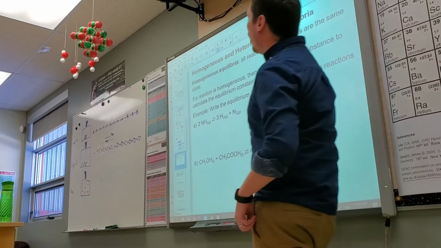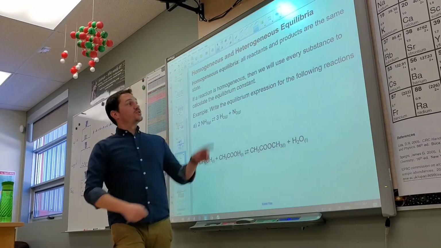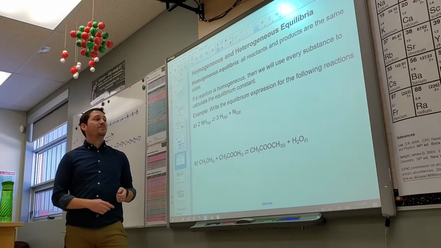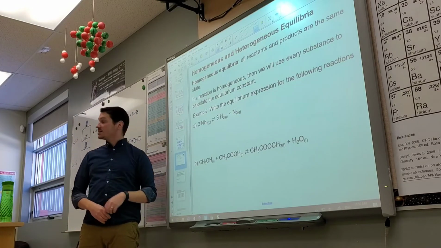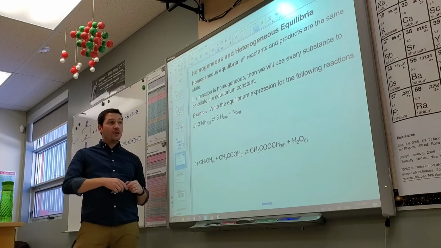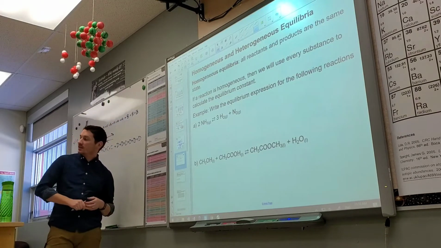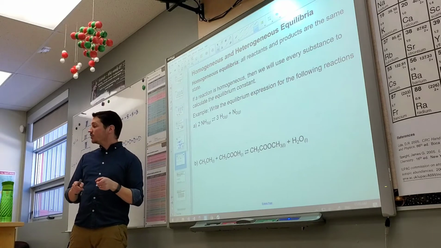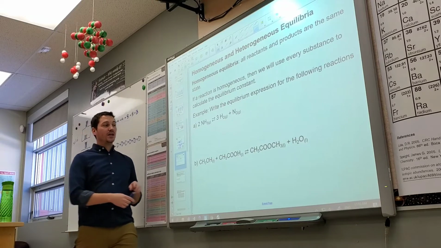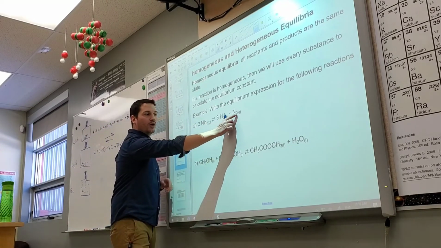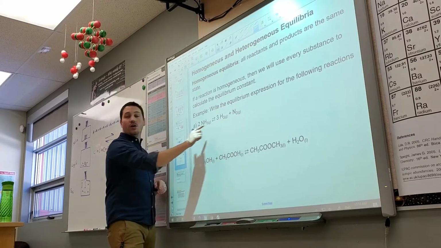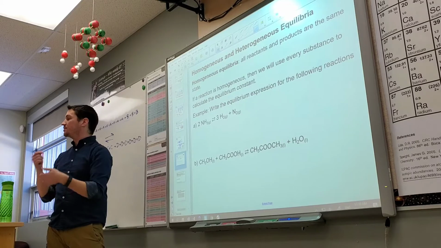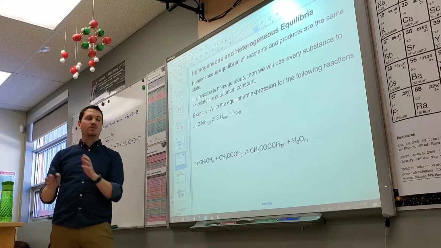So a homogeneous equilibria is where all the reactants and products are the same state of matter. If a reaction is homogeneous, then we will use every substance to calculate the equilibrium constant. If it's heterogeneous, and when you look at all these states of matter, they're all gases, if one of them's different, then that means it's a heterogeneous reaction, and there's a separate set of rules, and we'll talk about why that is when we come to it.